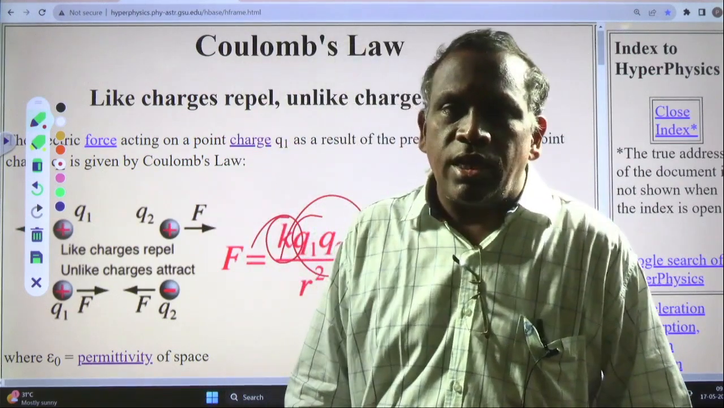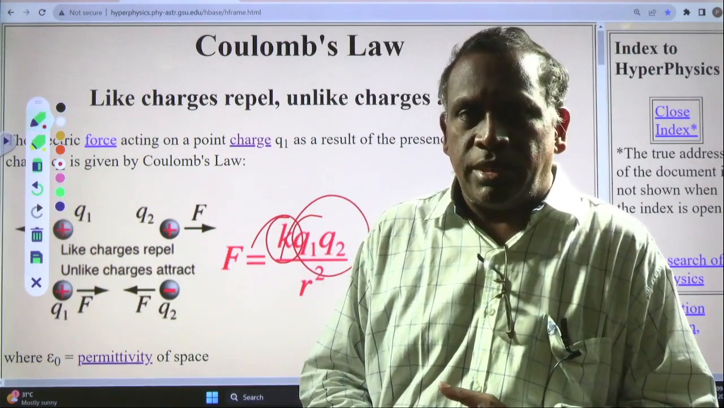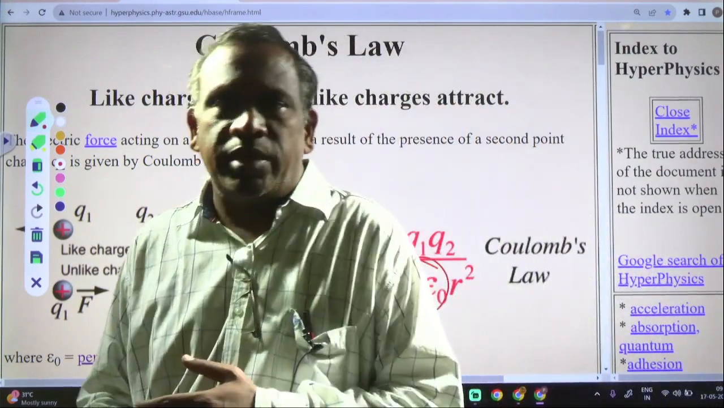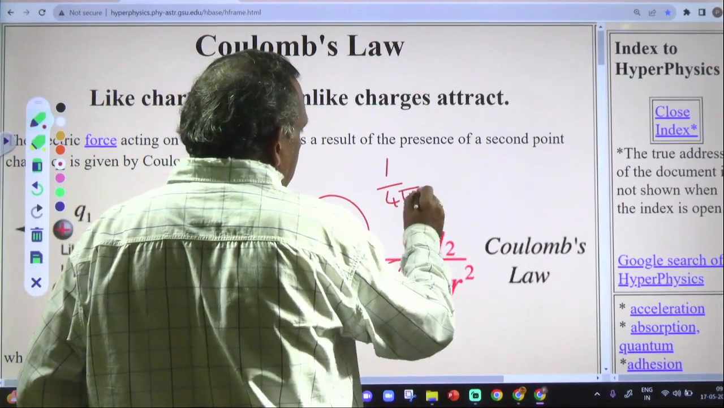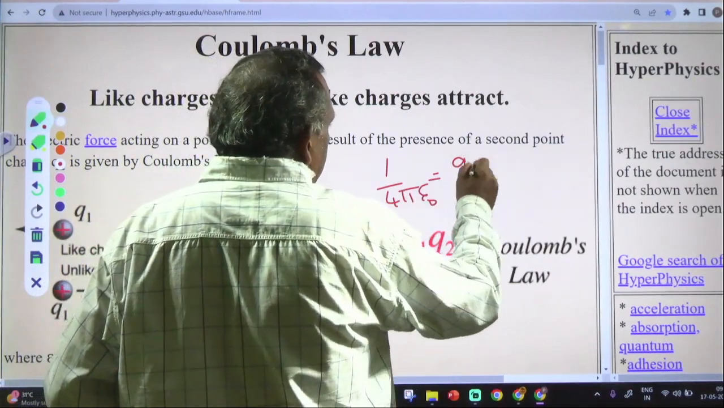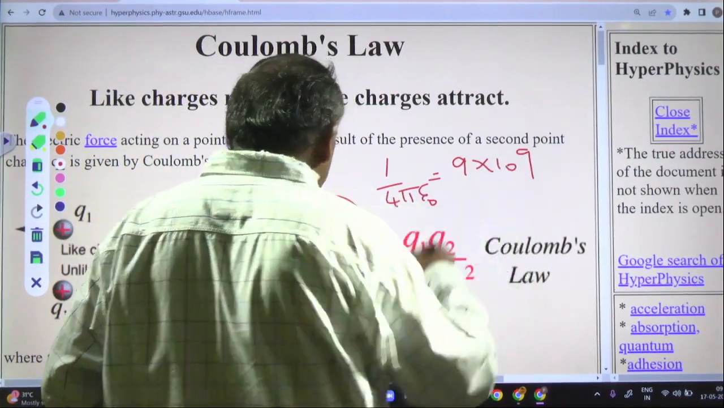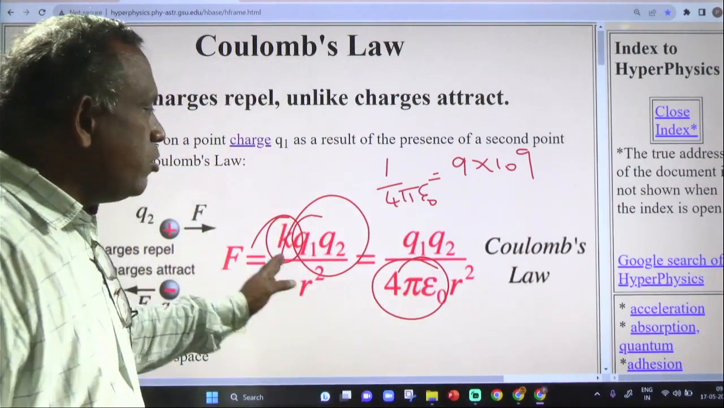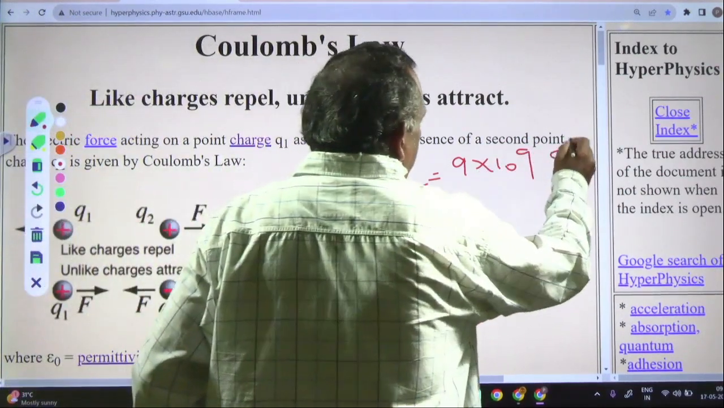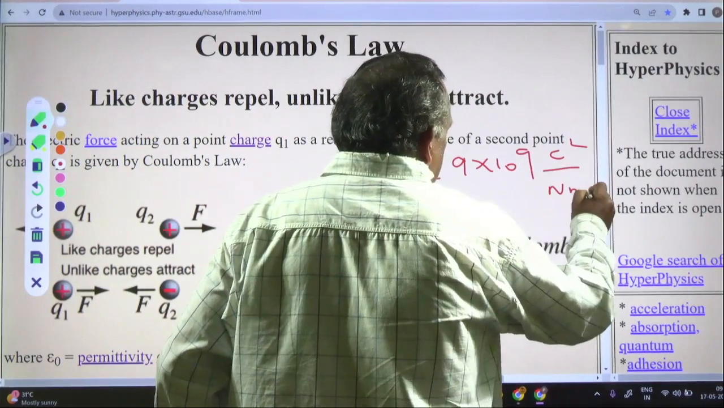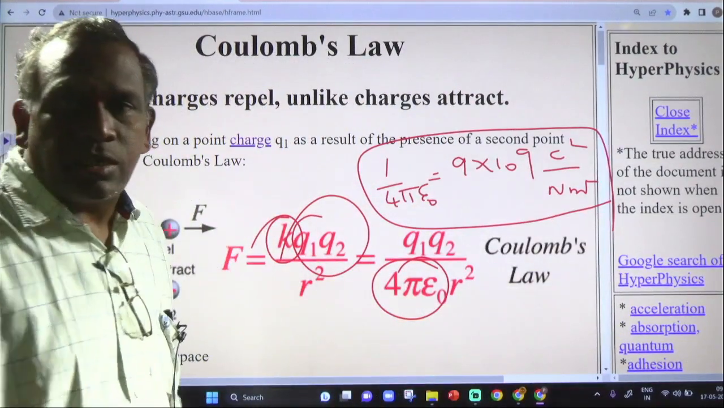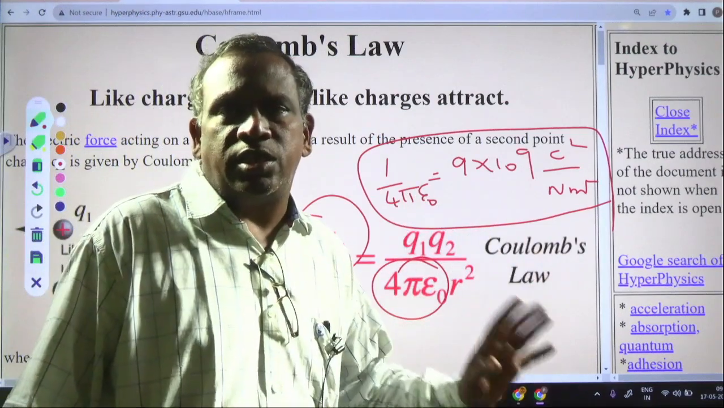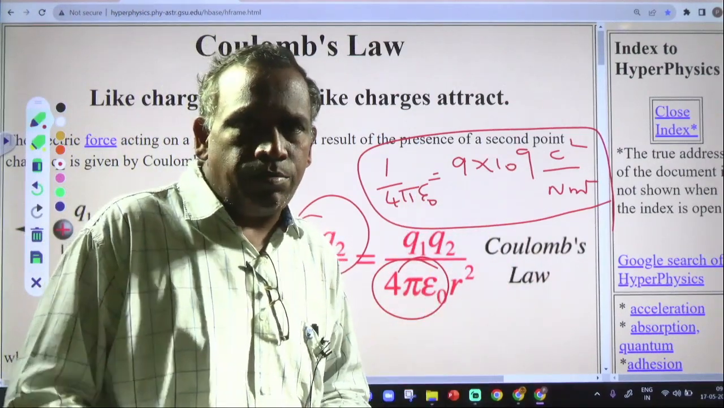See, epsilon naught is nothing but the permittivity in free space. The 1 by 4 pi epsilon naught value is 9 into 10 power 9, and its unit is Coulomb square by Newton meter square. See, this is the value of 1 by 4 pi epsilon naught. It is the proportionality constant in Coulomb's inverse square law.